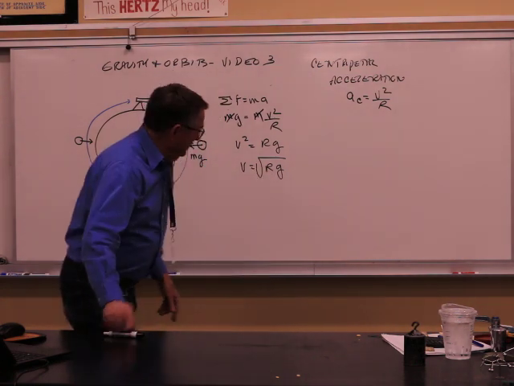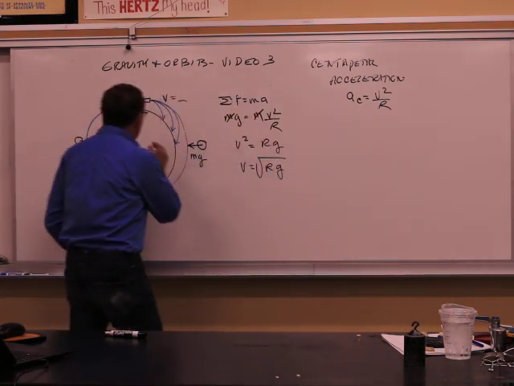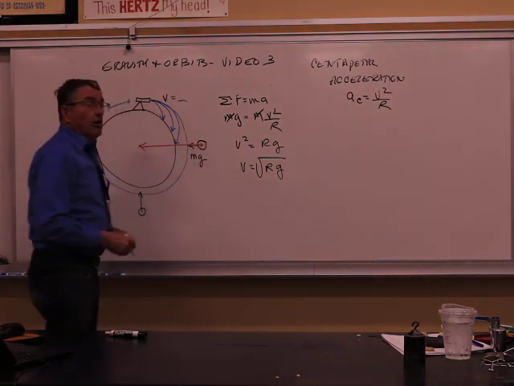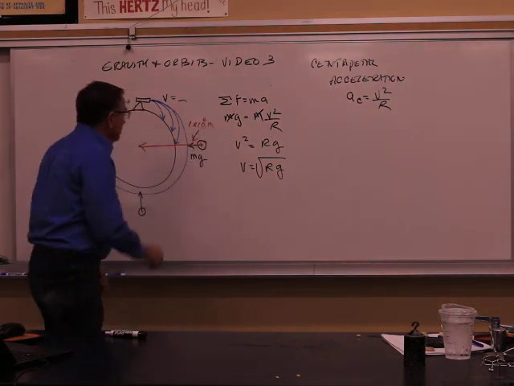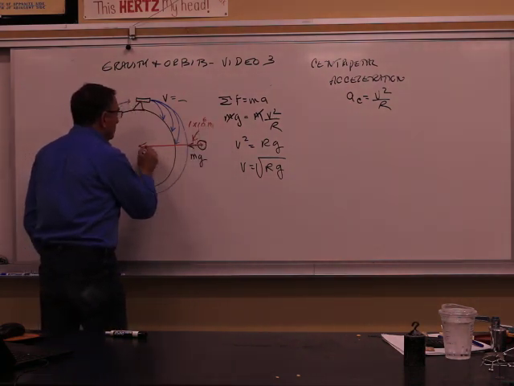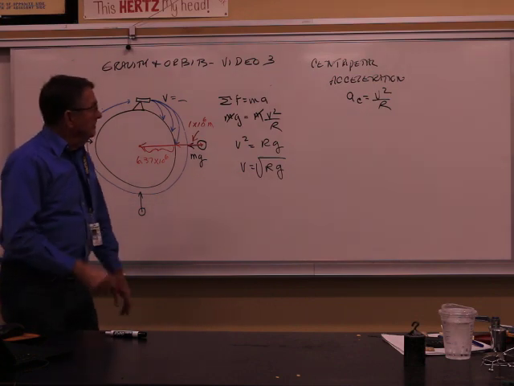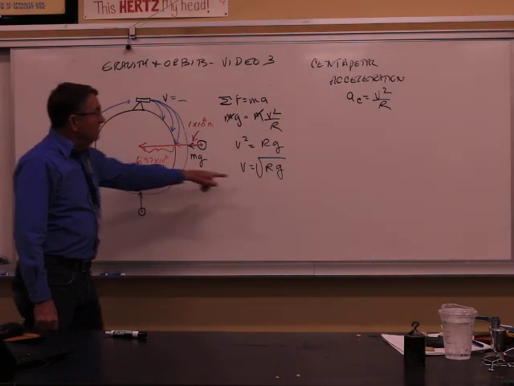R, again, r is from center to center. So r goes from here all the way out to the object. That's r. If we put this at 1 times 10 to the 6 meters above the Earth. Here's the Earth's radius. So this distance is 1 million. This distance is 6.37 million. So the total distance is 7.37 million meters. That's R.